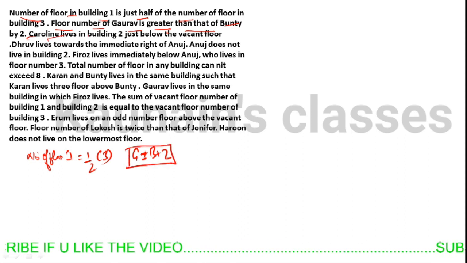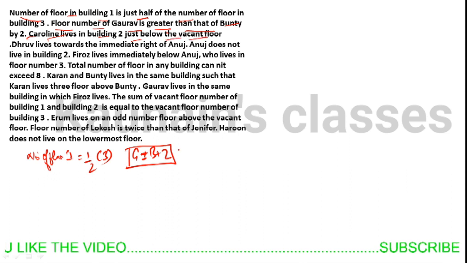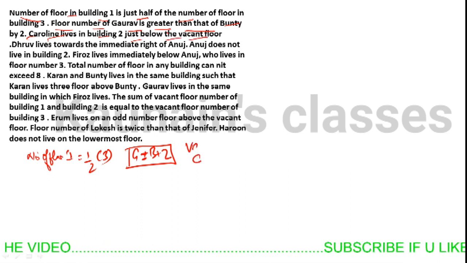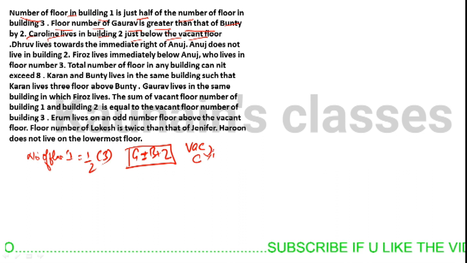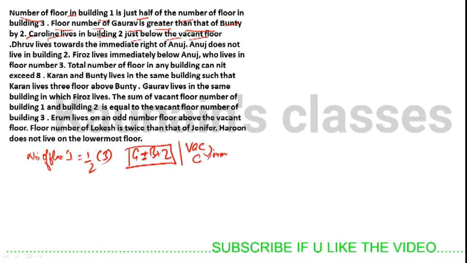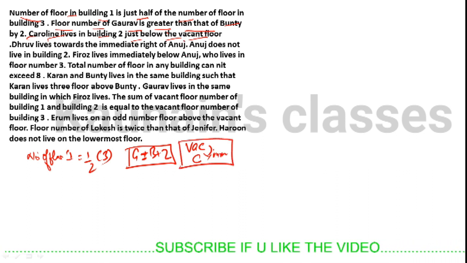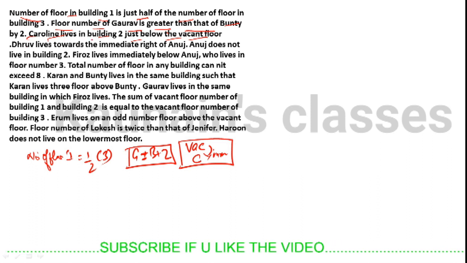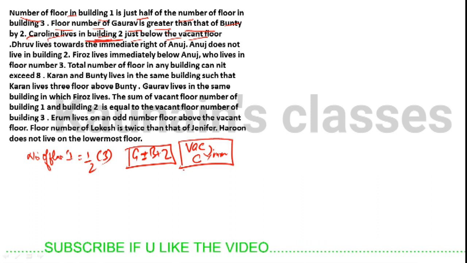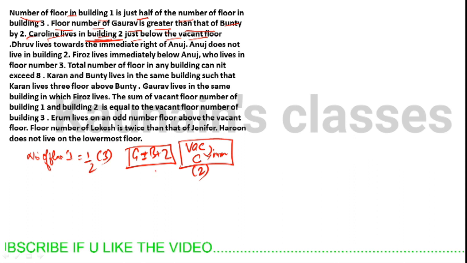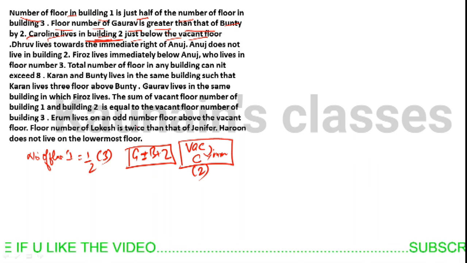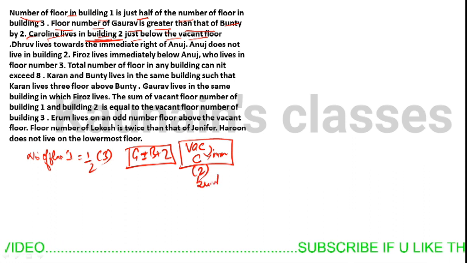Okay, Caroline lives in building 2 just below the vacant floor. So Caroline is living just below the vacant floor, meaning immediately below the vacant floor. Caroline is living in building 2, so we know the exact building in which Caroline is living. It's building 2.